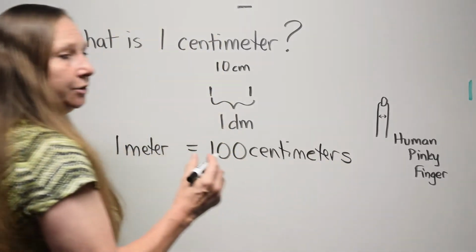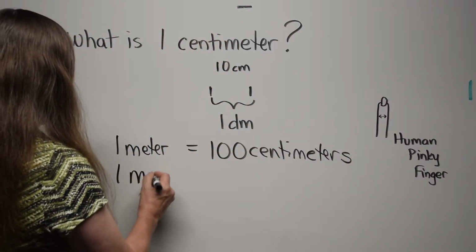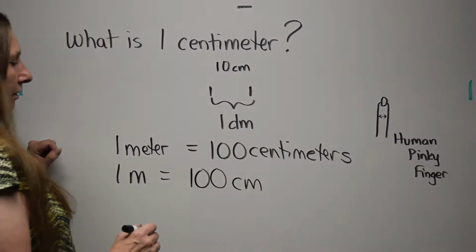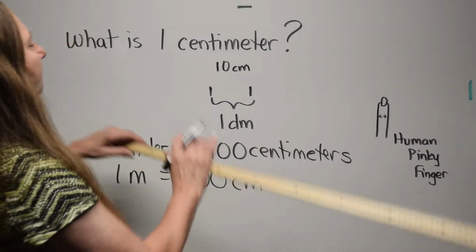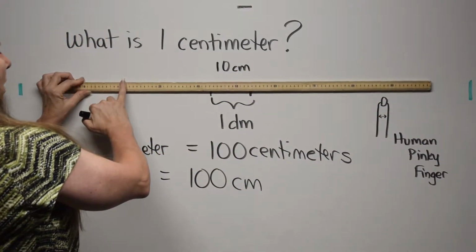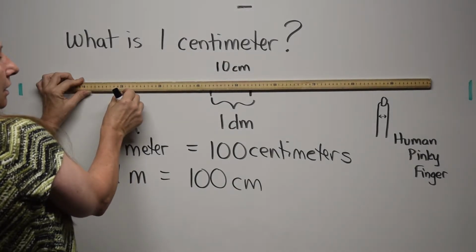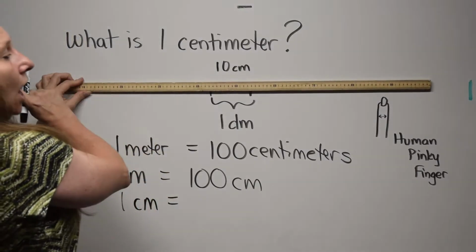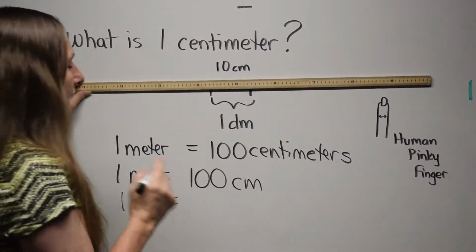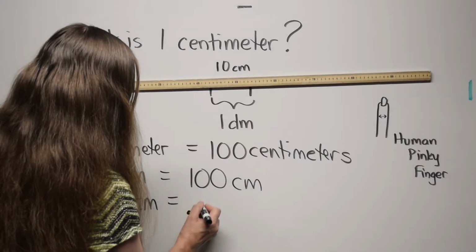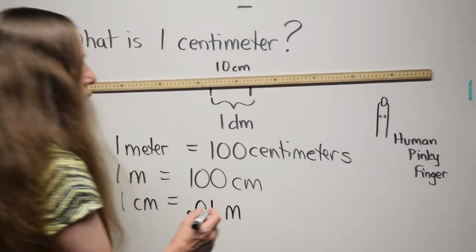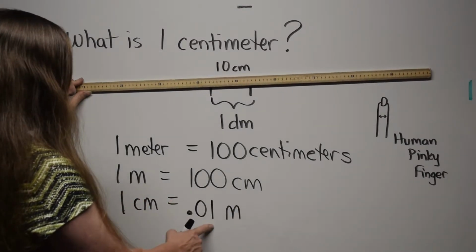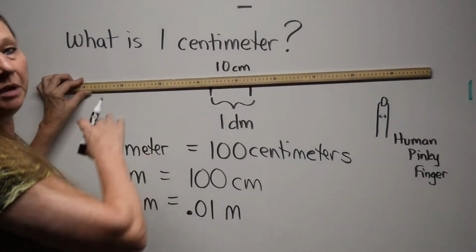Now we can write that as abbreviations. 1 m for meter equals 100 cm. And what that means is that one tiny little centimeter, 1 centimeter, is 1/100th, 0.01, of the whole meter. 1 centimeter is 1/100th of the big meter.